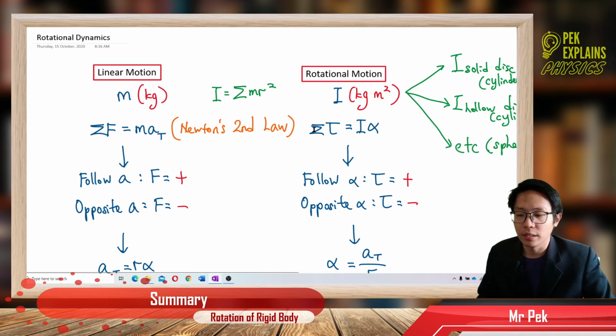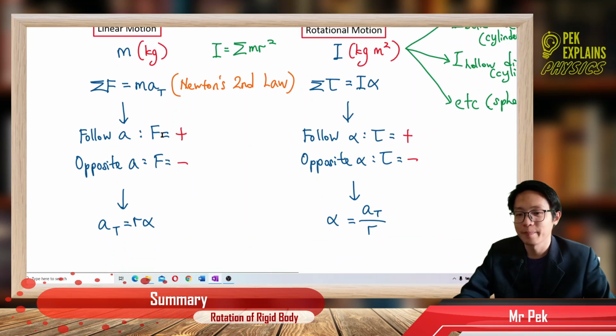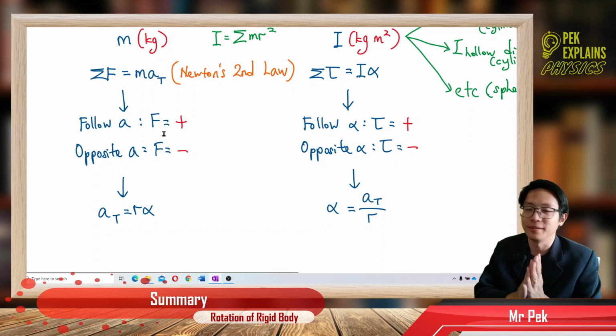In rotational motion, we learn that total torque equals I alpha. Still remember, force is equivalent to torque, mass is equivalent to I, the moment of inertia, and acceleration is equivalent to angular acceleration, alpha. So this is Newton's second law in terms of rotational motion, and this is Newton's second law in terms of linear motion. Similar, you learned that before, isn't it?